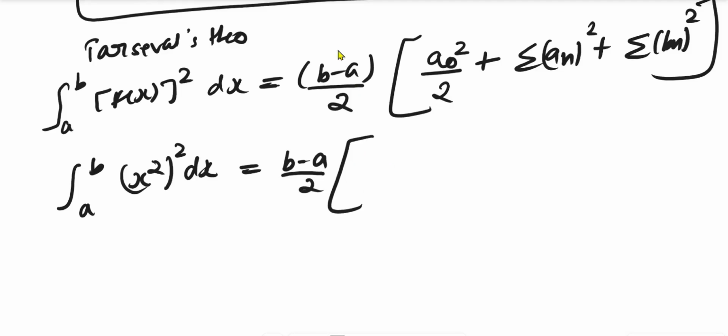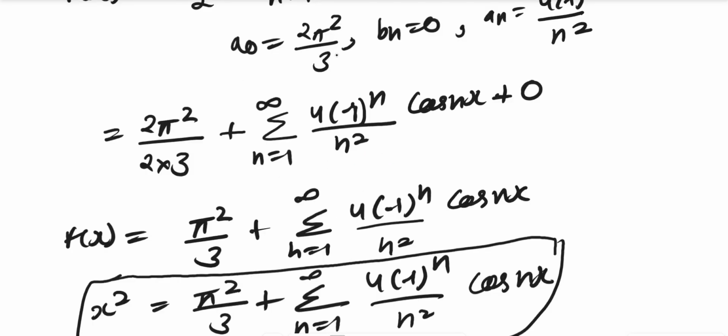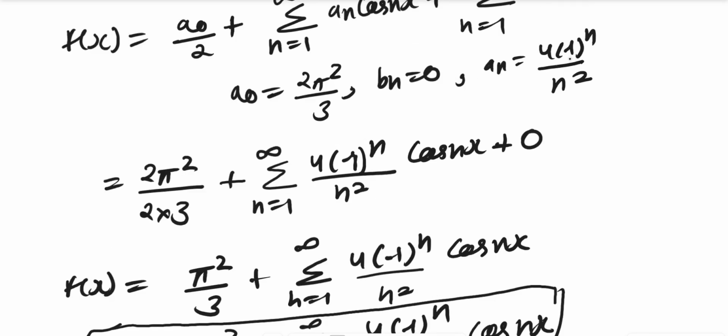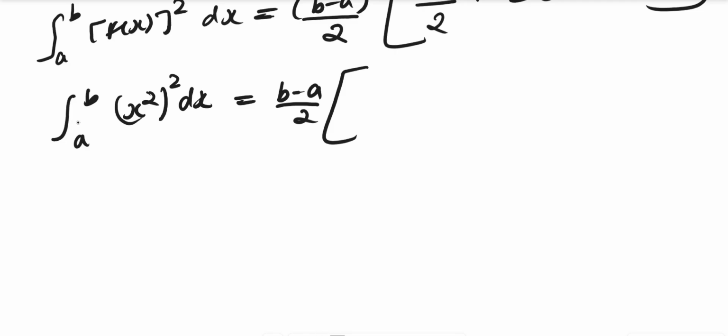a naught was 2 pi square divided by 3, bn is 0 and an is 4 minus 1 raised to the power n divided by n square, and the interval was minus pi to pi. So using this, we will have integration from minus pi to pi. In place of b, it is minus pi divided by 2.